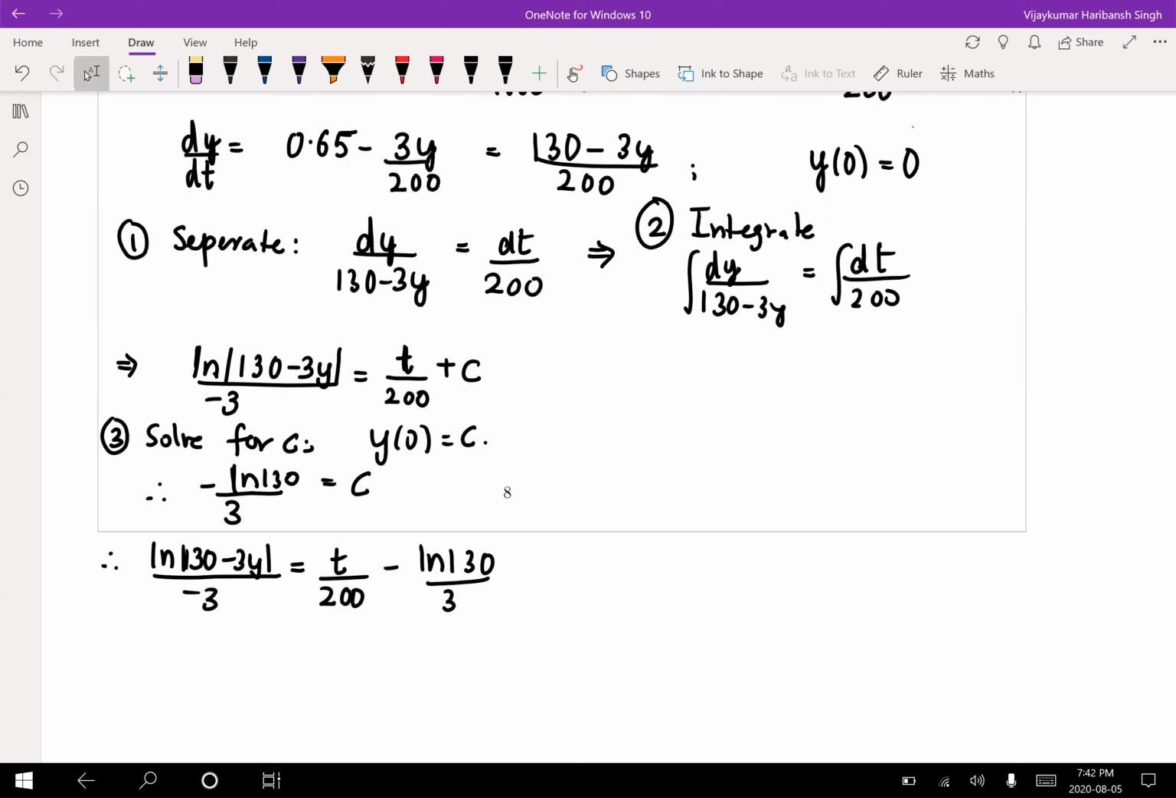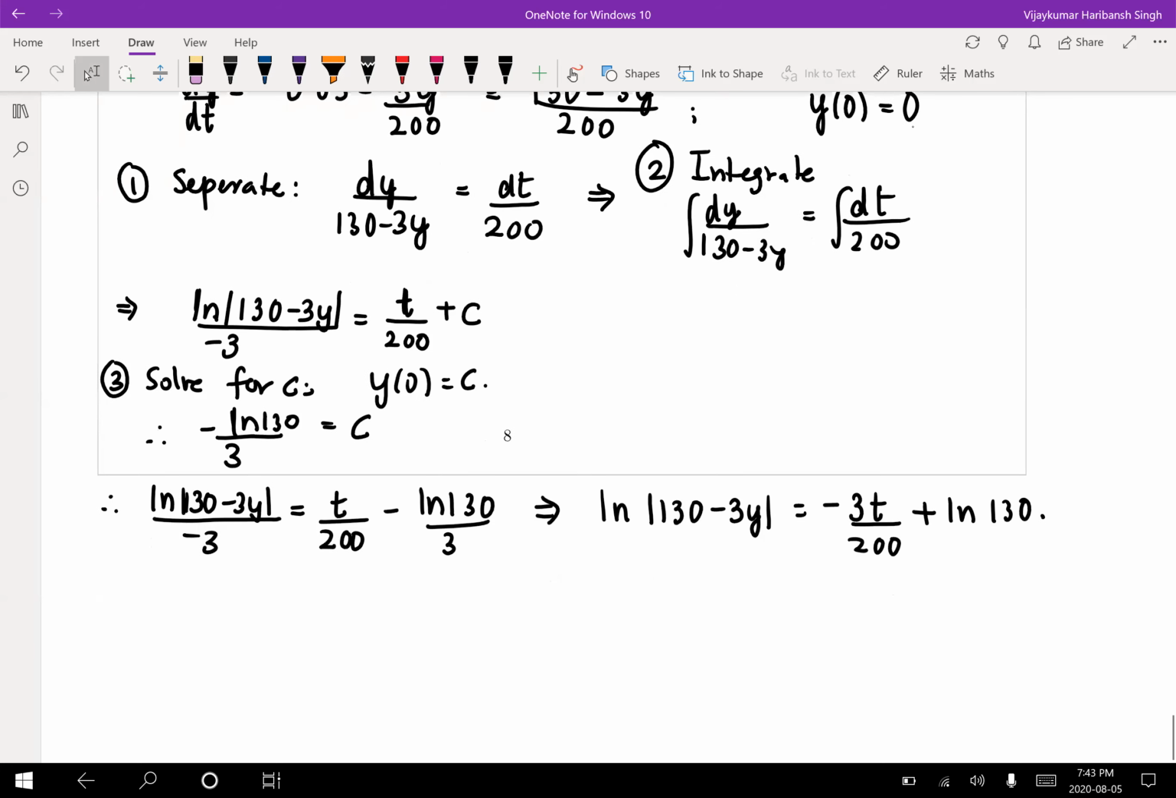So you can multiply throughout by 3, and then bring this on the other side. So we get ln of 130 minus 3y equals minus 3t by 200 plus ln of 130.